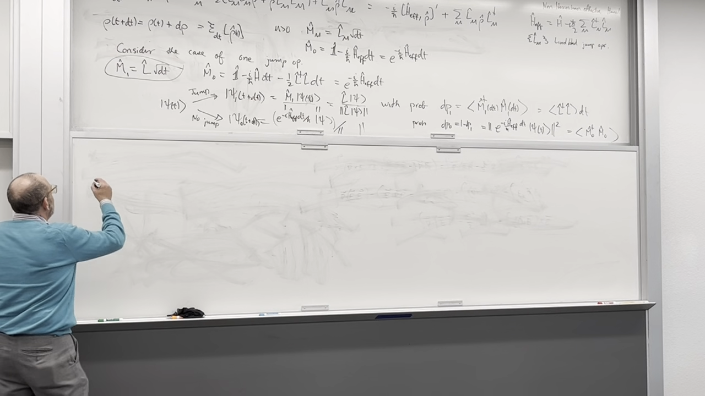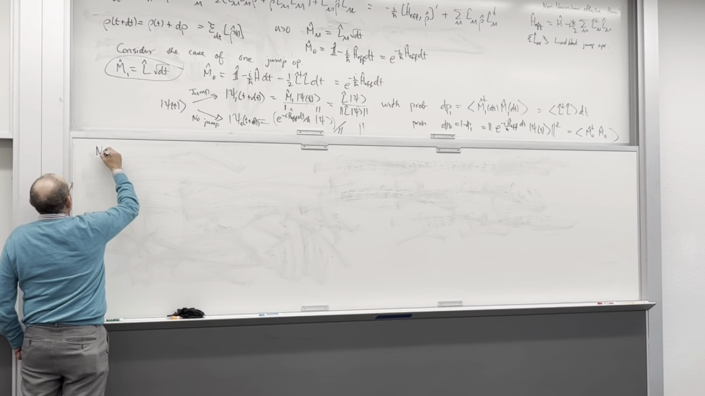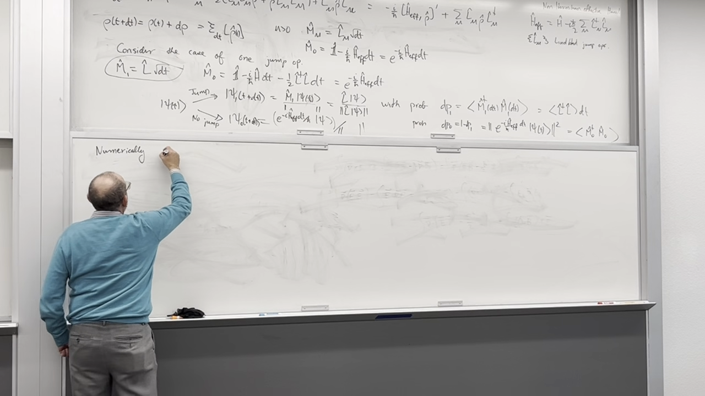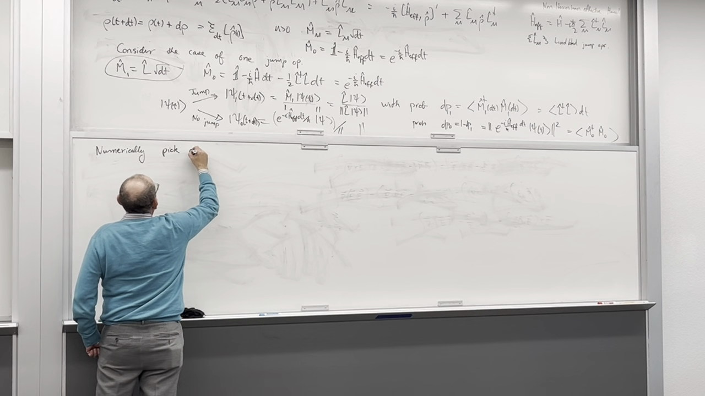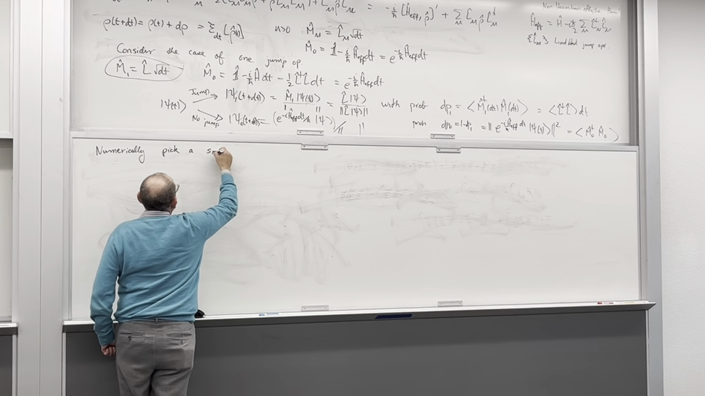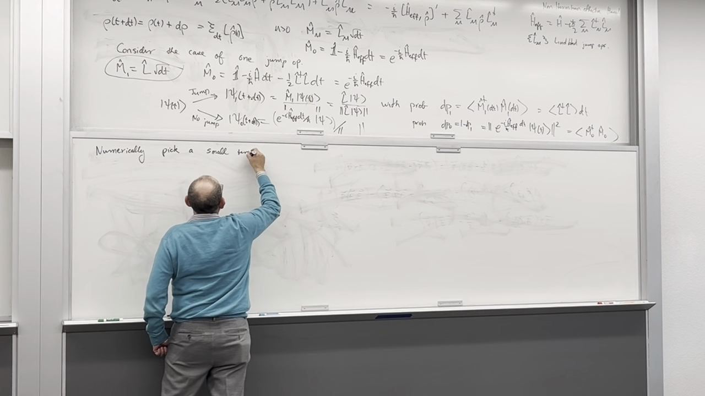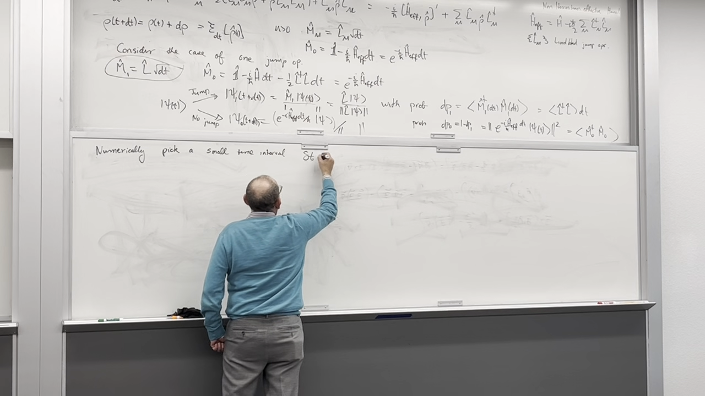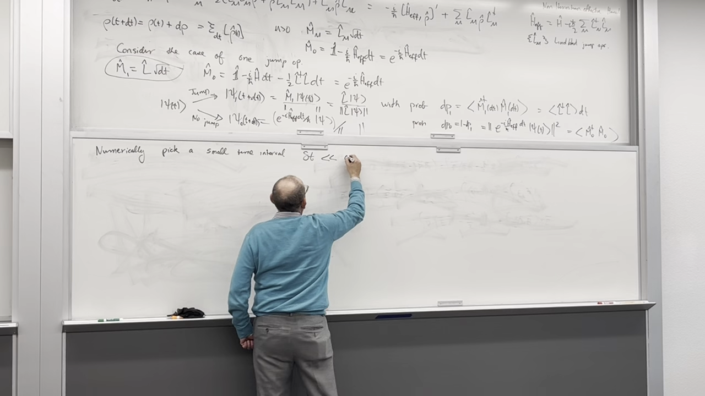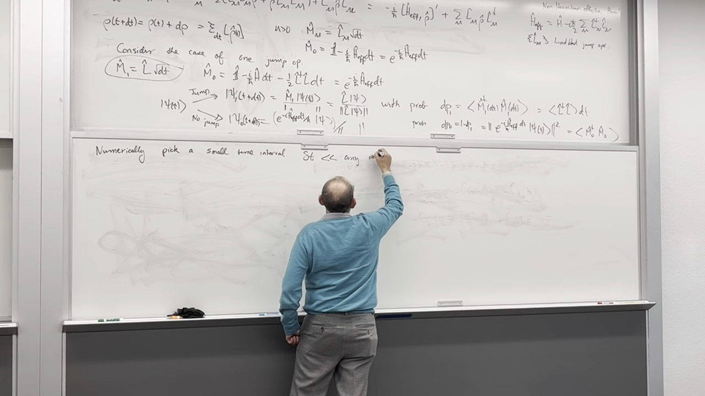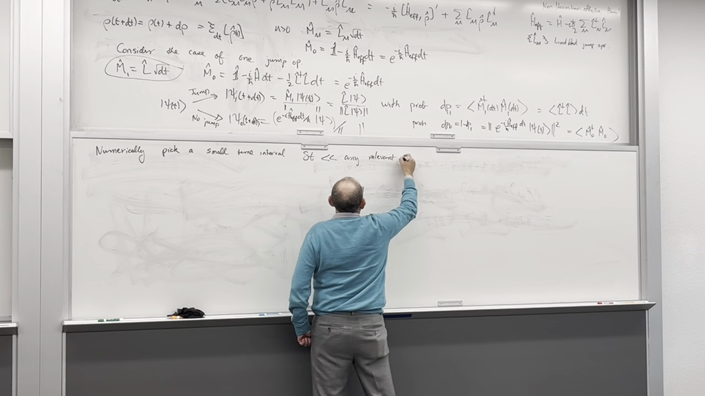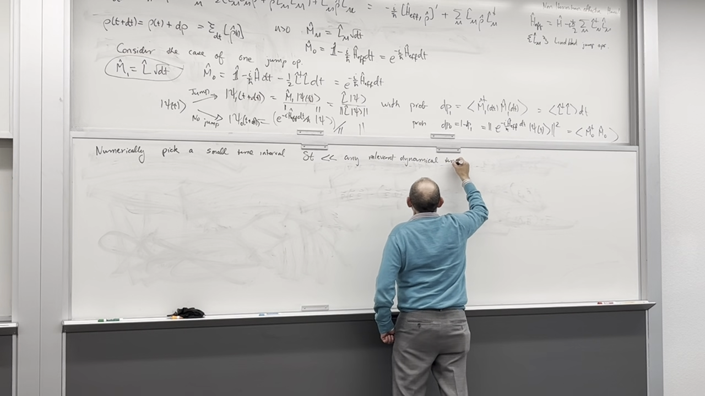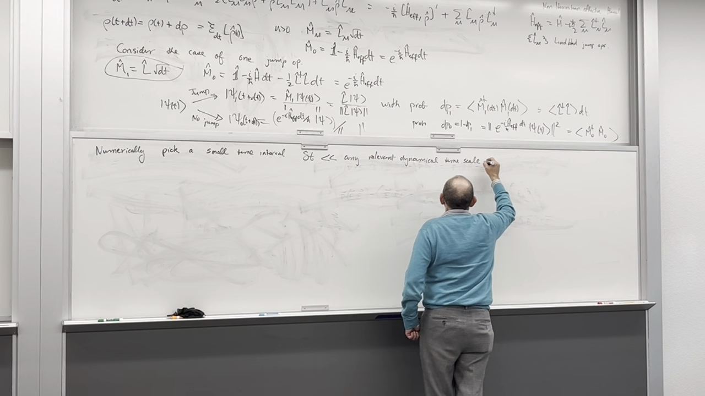So numerically, I would pick a small time interval delta t, which is much, much smaller than any relevant dynamical time scale. Can I ask a question at this point of time?